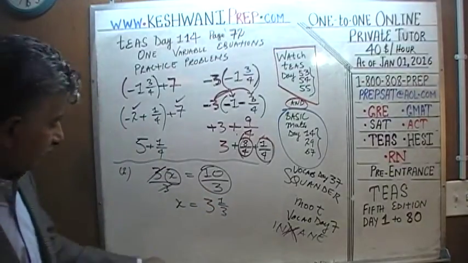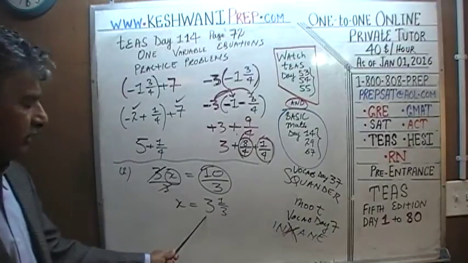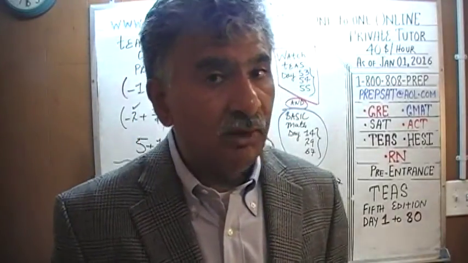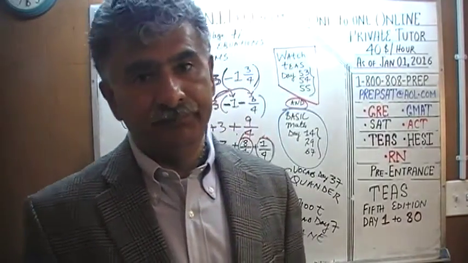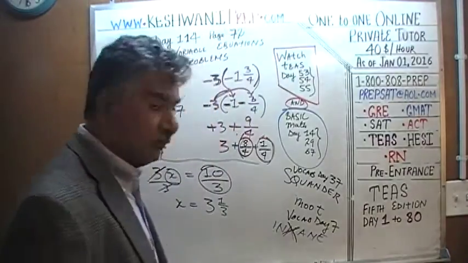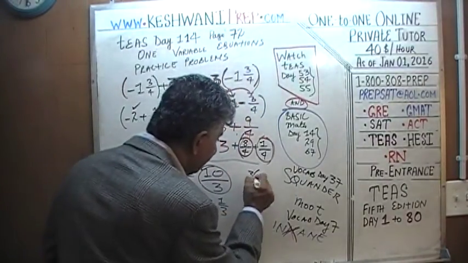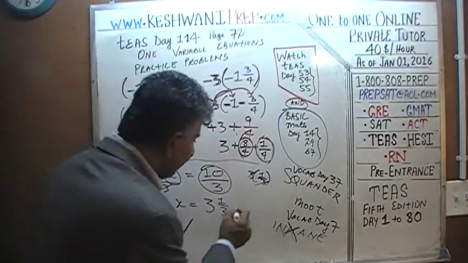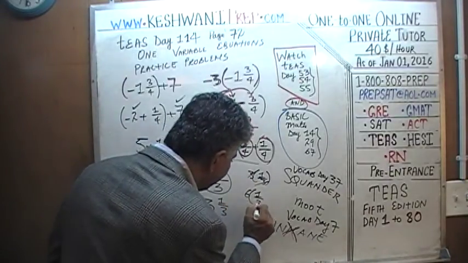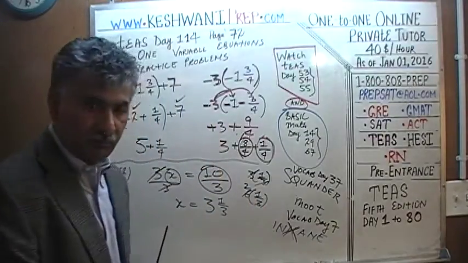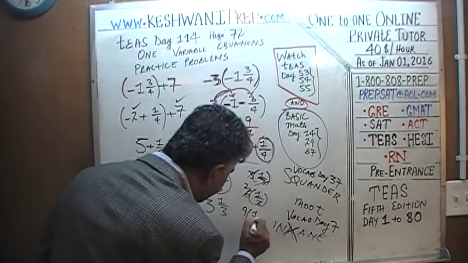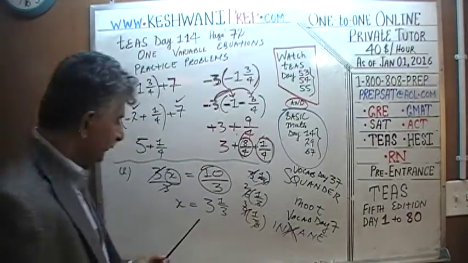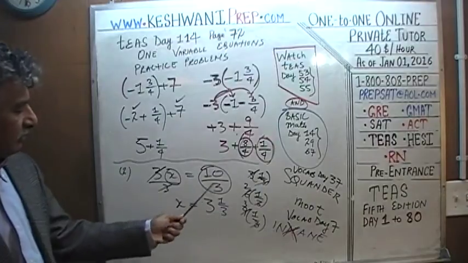Why? Obviously, because 3 is made up of 9/3. 3/3 are 1, 6/3 are 2, and 9/3 are 3. One more time. 3/3 are 1, because 3 is going to cancel out. 6/3 are 2, and 9/3 are 3. So that's your 9/3 plus a third, which is your 10/3.